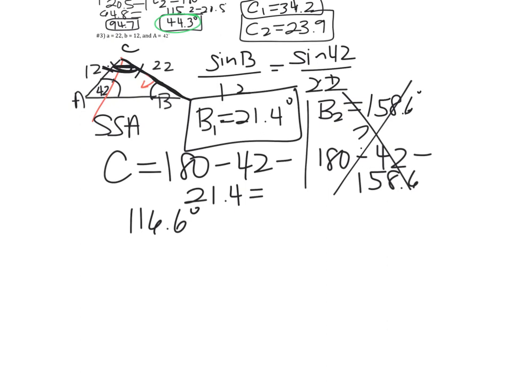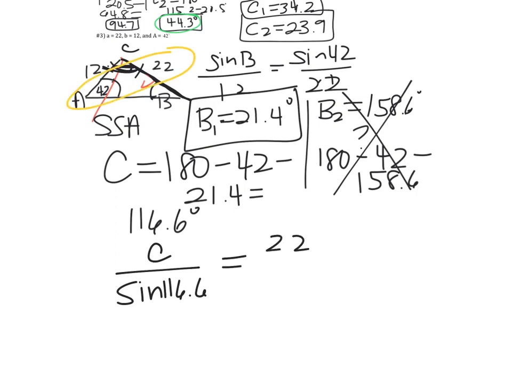So here we go. I need to find C. Side C over the sine of 116.6 equals, and I would stick with my original ratio, 22 over the sine of 42. So 22 times the sine of 116.6 divided by the sine of 42 is 29.4. So side C is 29.4.